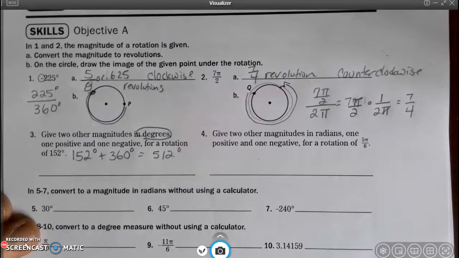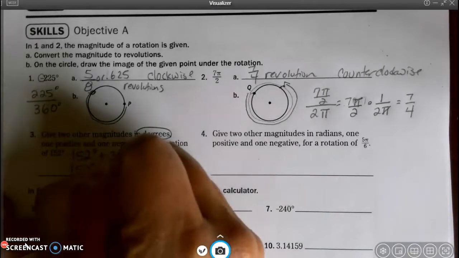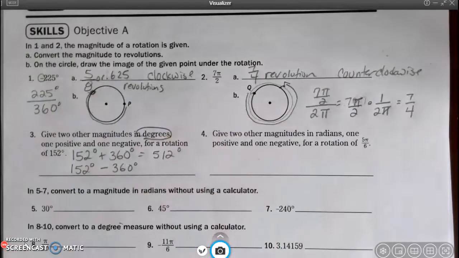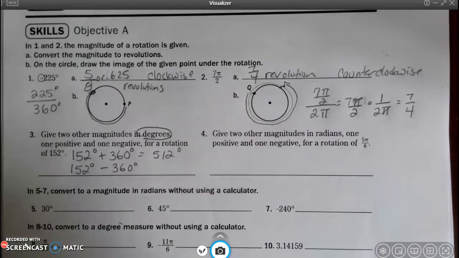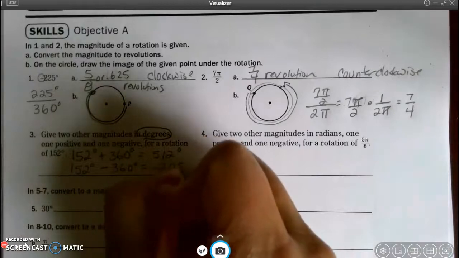If I wanted to have the same rotation and have it be negative, I could go around the circle all the way, but go in the negative direction, so 152 degrees minus 360 degrees. And that's the same as negative 208 degrees.